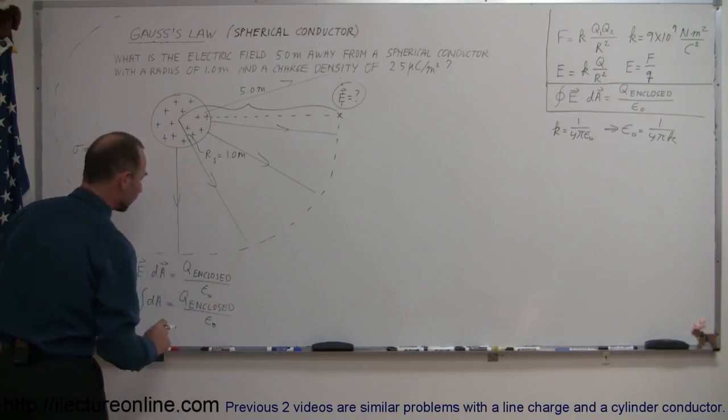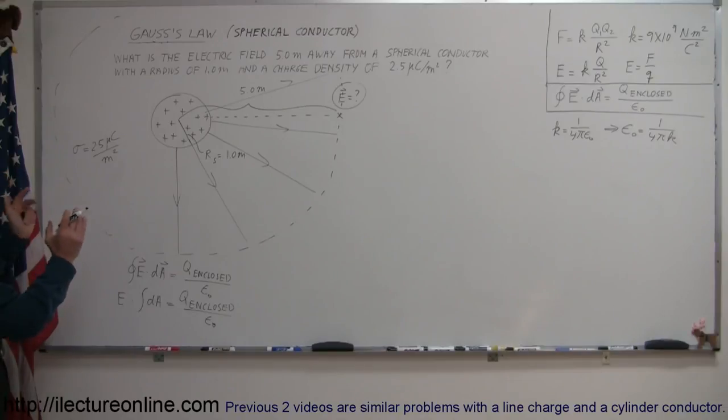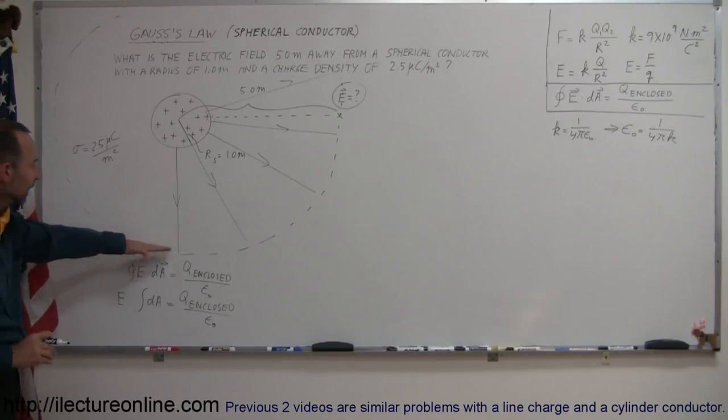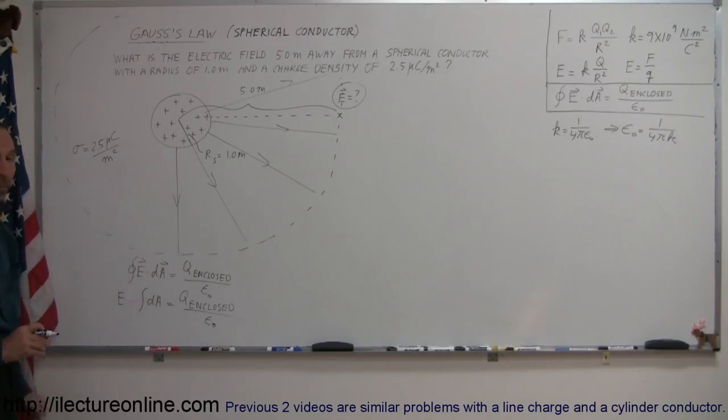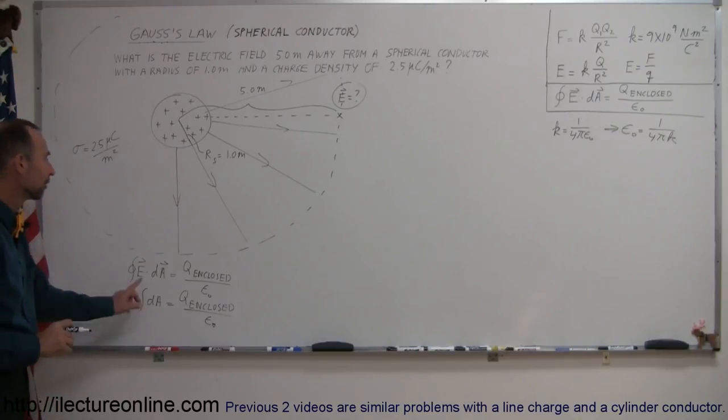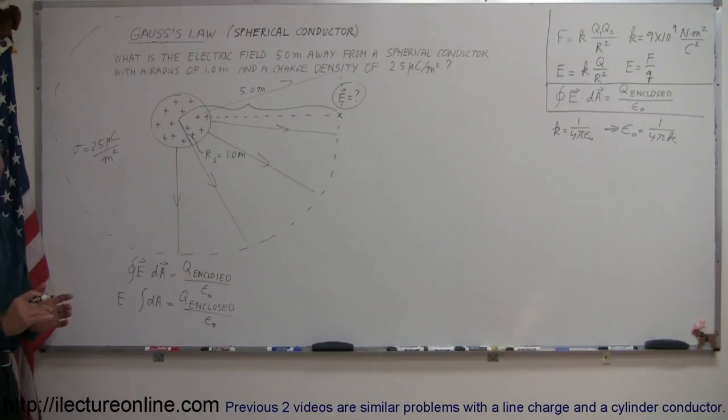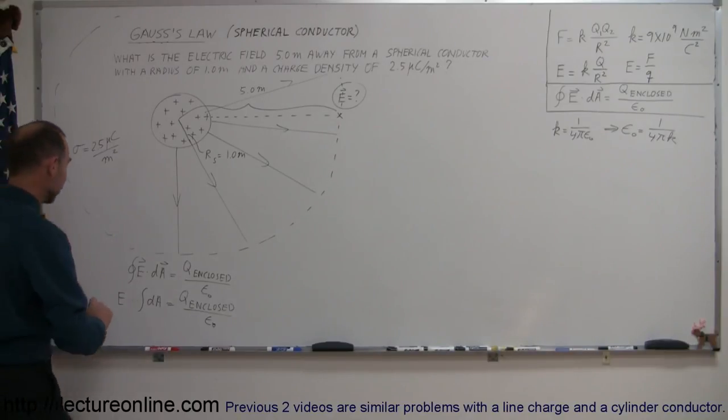So the beauty of this whole system here is that we draw a Gaussian surface in such a way that the electric field at the surface is a constant. We can simply pull it out of the integral sign. So now we need to know the area of a sphere, and of course the area of a sphere is 4 pi r squared. So we replace that.